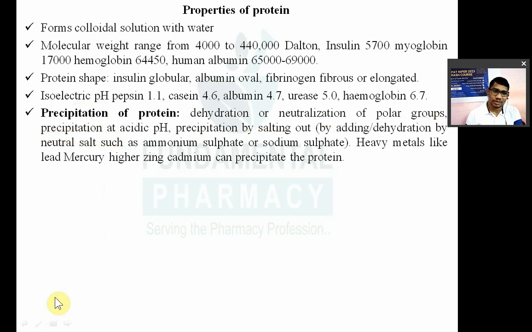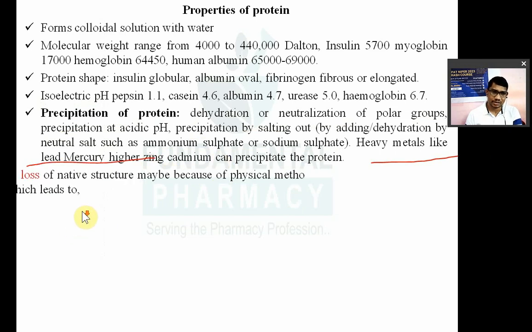Again, protein can be precipitated by adjusting to its isoelectric pH. Then protein can be precipitated by heavy metals like mercury, lead, zinc, chromium, cadmium. They can precipitate the protein. प्रोटीन को प्रेसिपिटेट कैसे भी कर सकता है.